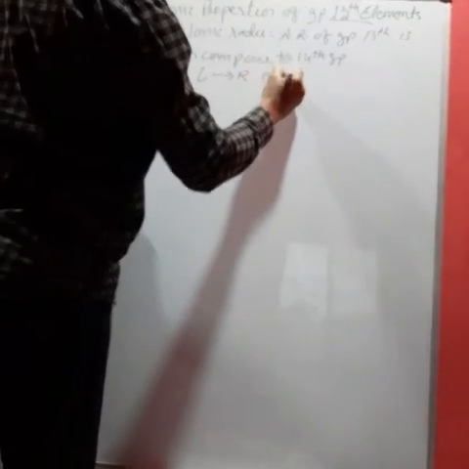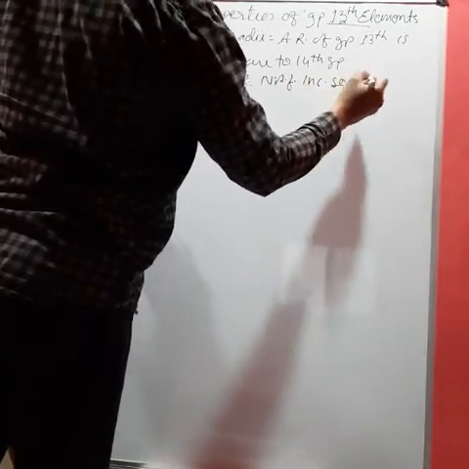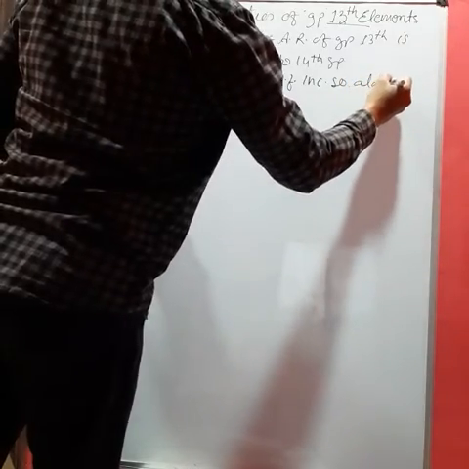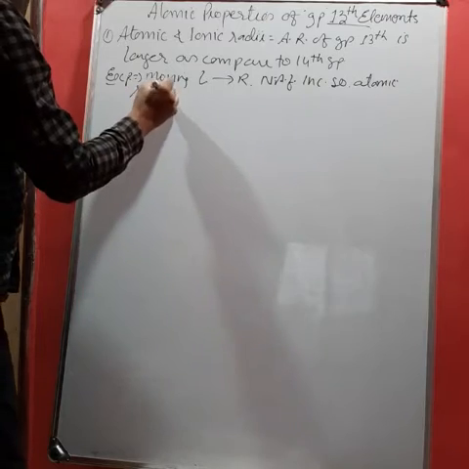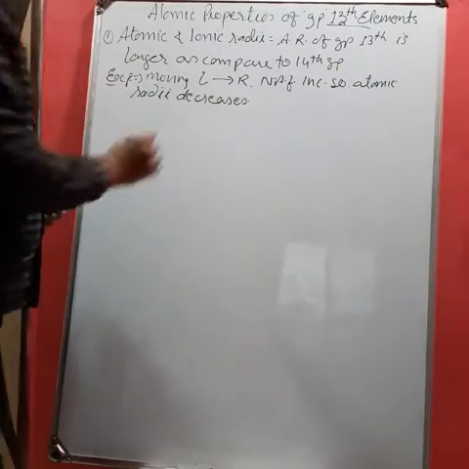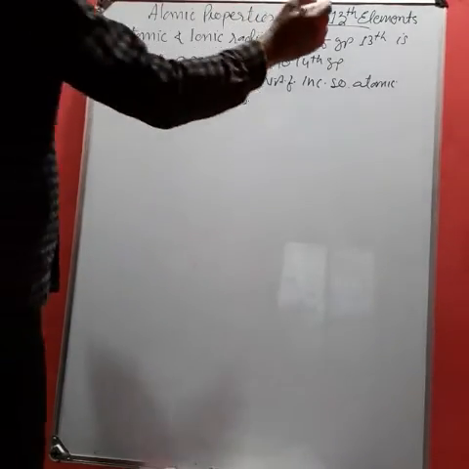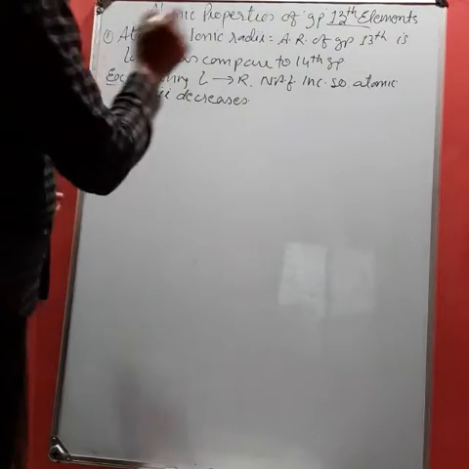left to right, nuclear attraction force increases, so atomic radii, what? Decreases. Atomic radii decreases. Therefore, the group 13 elements have larger size as compared to the group 14 elements.